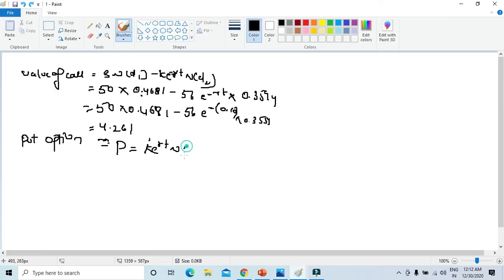K e^(-rT) N(-d2) minus S N(-d1). This is the formula, guys, listen carefully. If something happened like this, you need to pay for it. So over here, how much will it be? P is equal to K e^(-rT) N(-d2) minus S N(-d1). So here it will be N(-d1) basically.